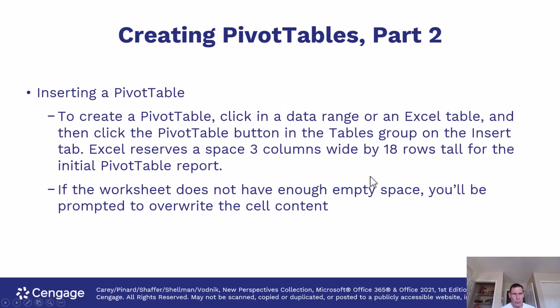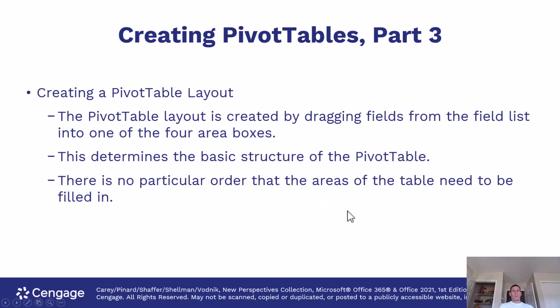Now we can insert a pivot table. The first thing we would do is create a pivot table. You would click in the data range or an Excel table, and then click the pivot table button. It's in the tables group at the top on the insert tab. This reserves a space 3 columns wide by 18 rows tall by default, and that can be changed for the initial pivot table report. If the worksheet does not have enough empty space, you'll be prompted to overwrite the cell contents.